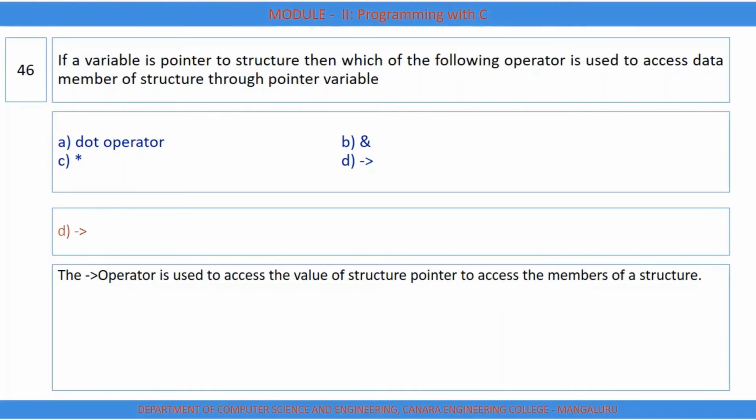So this arrow is formed by using the minus sign followed by a greater than sign. The dot operator is used to access a member of a structure, whereas the arrow operator in C is used to access a member of a struct which is referenced by the pointer.